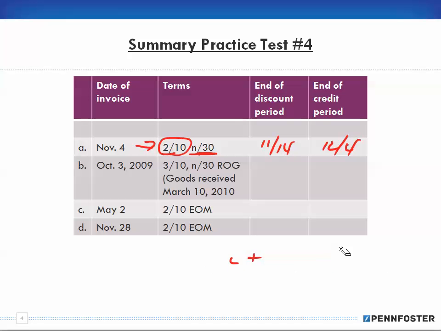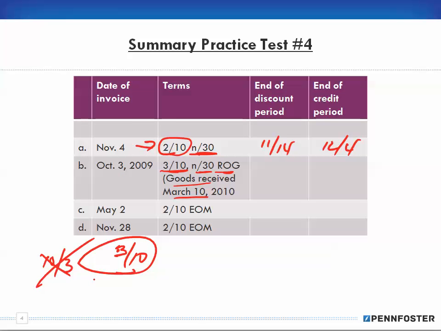All right, so number B here. We have 10/3, and it's 3% 10, net 30, receipt of goods. And it says the goods were received on March 10th. So that's on 3/10. Well, if we're dealing with receipt of goods, we don't care about the invoice date. We are only concerned with when we actually receive them. So since we receive them on March 10th, that's the day we're going to start with. And then we just treat it like the ordinary method.